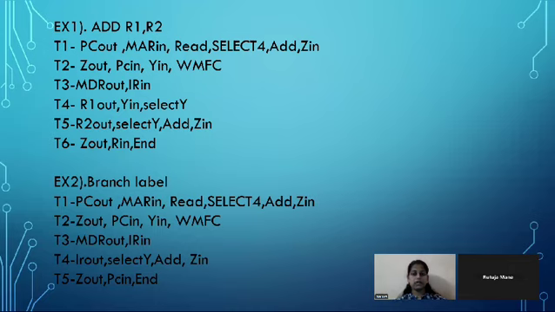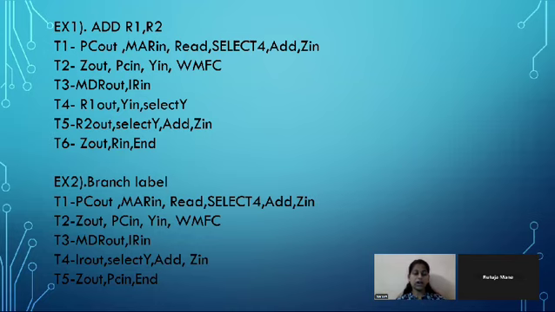In T2: Z out, PC in, Y in, WMFC. The value from register Z is placed onto the bus and with PC in, the incremented value is loaded back into the PC. The value is also loaded into the Y register. Wait for memory function complete. In T3: MDR out, IR in. The content of the memory data register, which now holds the fetched instruction, is placed on the bus. With IR in, the fetched instruction is loaded into the instruction register.